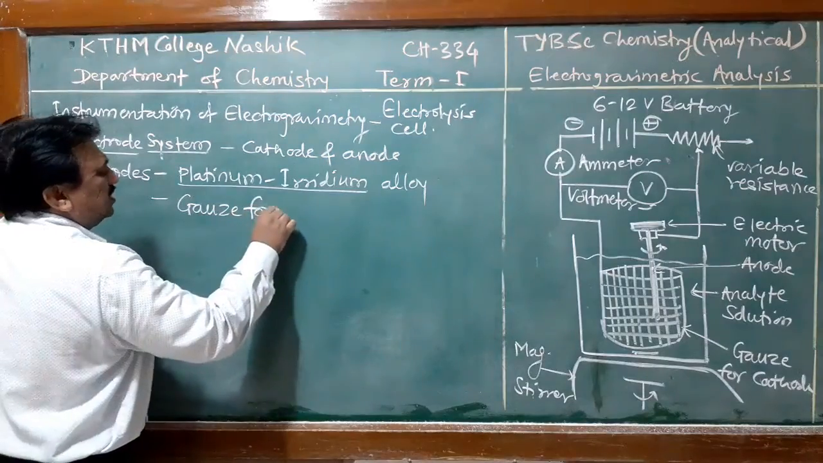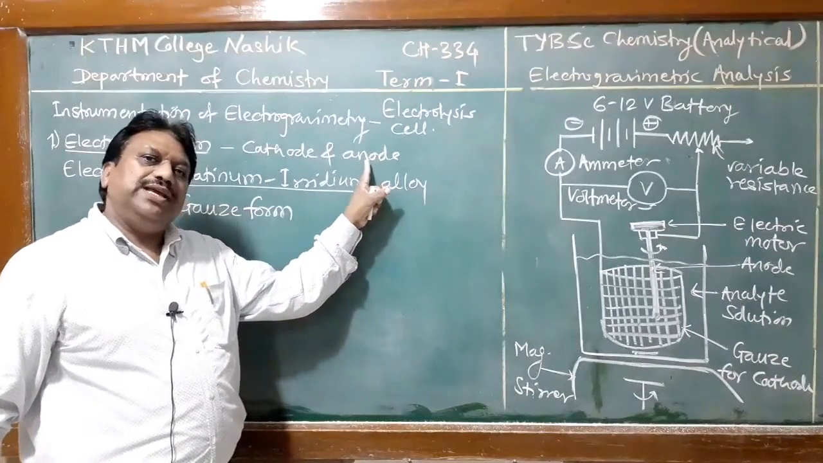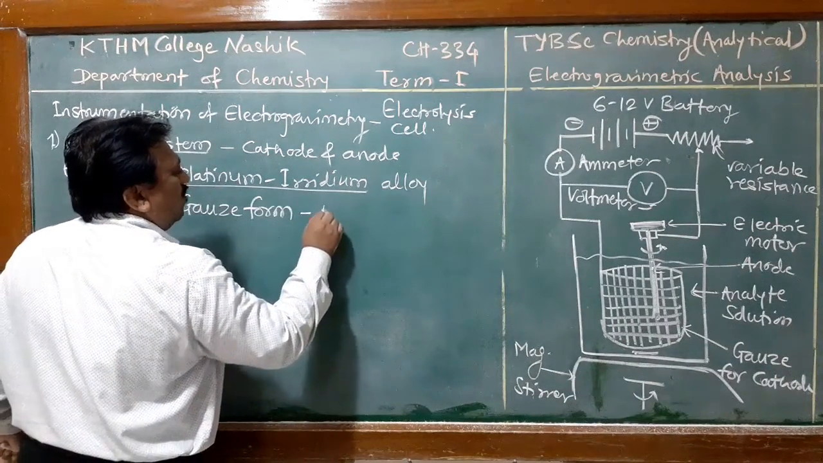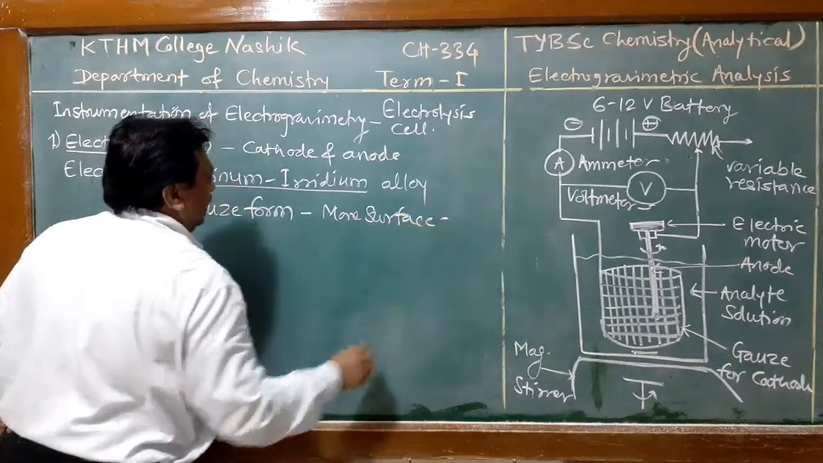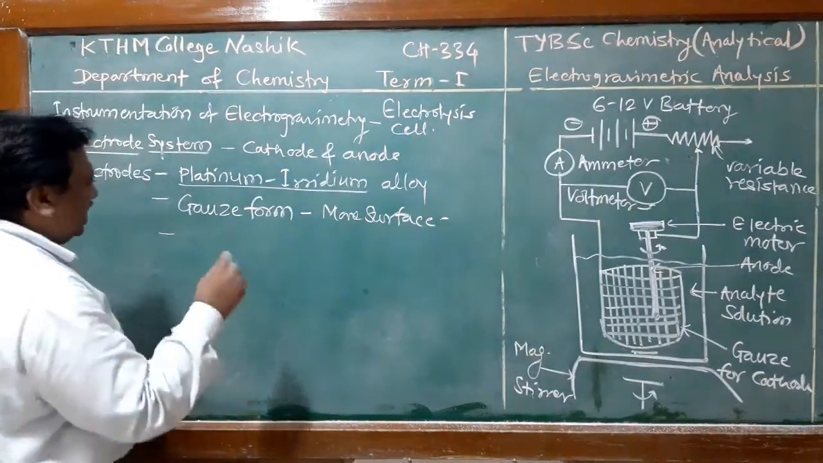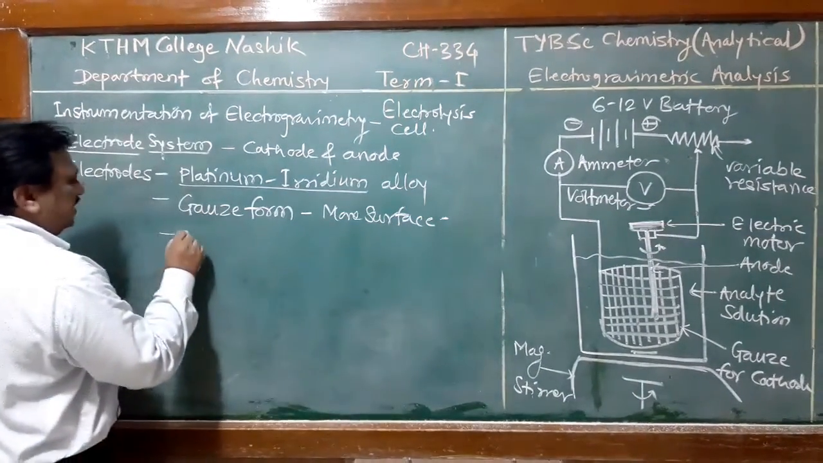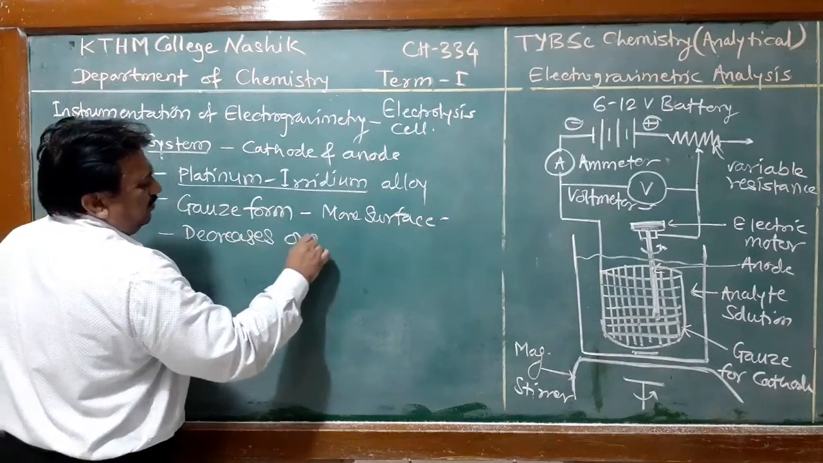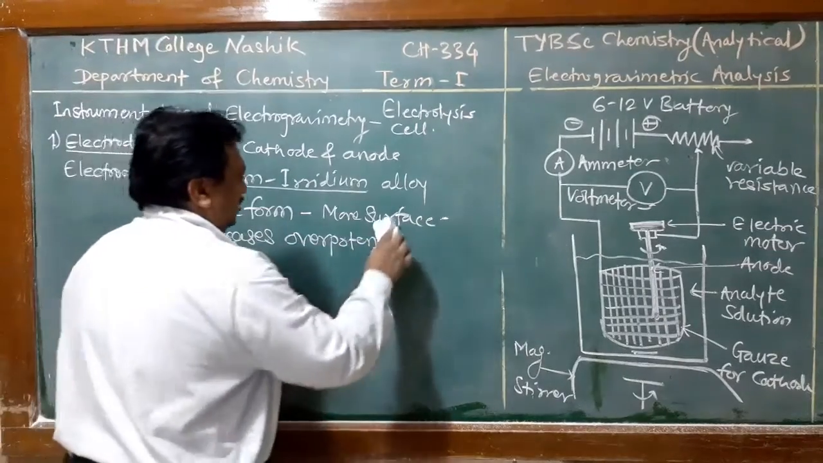The electrodes employed in the electrolysis process, generally the cathode, should be in gauze form, or sometimes if deposition takes place on the anode, then the anode should be in gauze form. Because a gauze form electrode gives more surface area, it deposits ions from everywhere in the solution, as well as decreases the over potential. Therefore, more surface area decreases the over potential or overvoltage in the electrolysis cell.